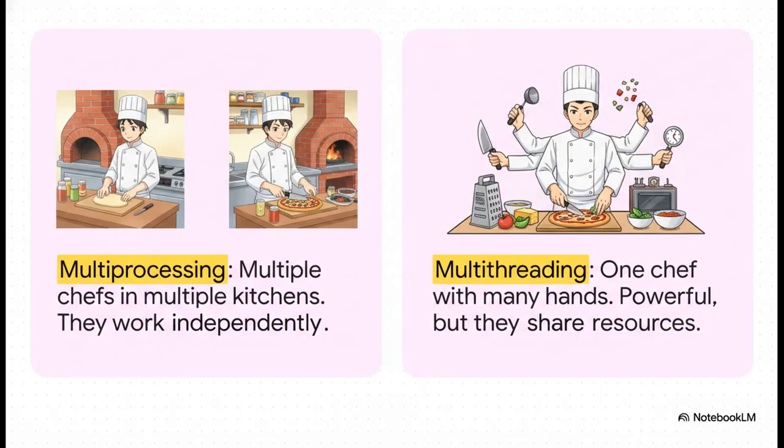Okay, let's put these two side by side to really get it. Multiprocessing is like having multiple independent chefs, each in their own kitchen, no interference. Multi-threading is like one chef with many hands. They're very powerful, but since they're all sharing one kitchen, or in computer terms, one memory space, they have to coordinate carefully. That coordination creates a little bit of overhead, a tiny processing cost just to manage the shared work so the hands don't get in each other's way.